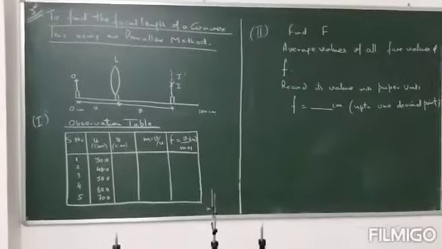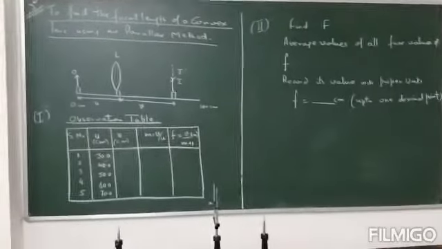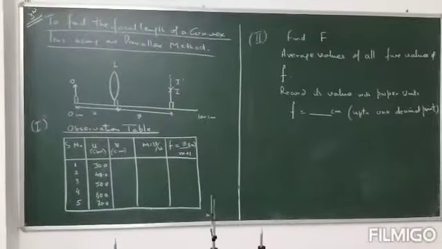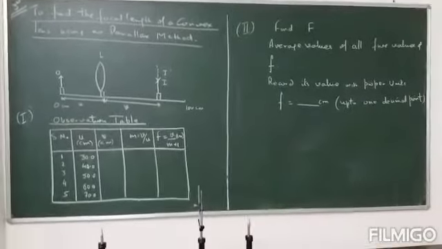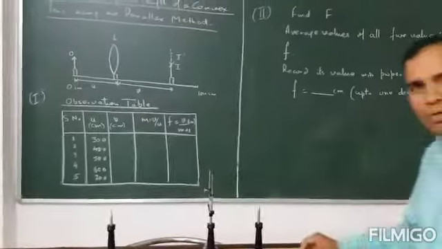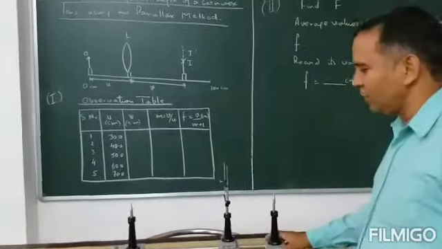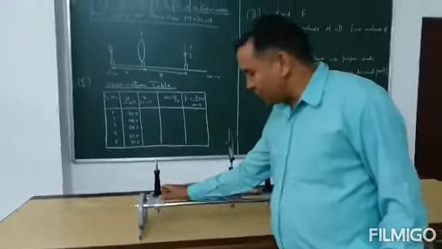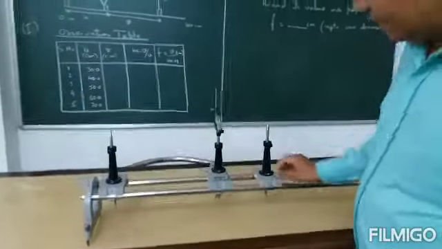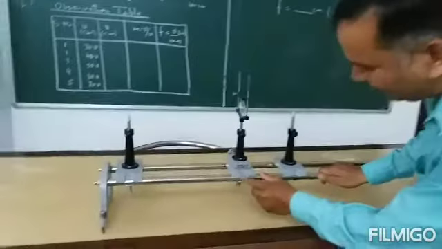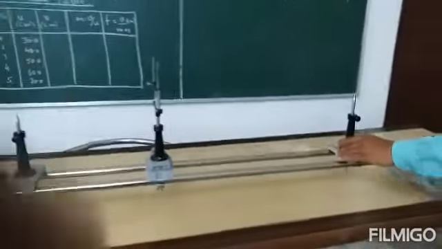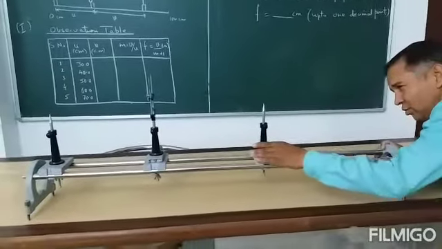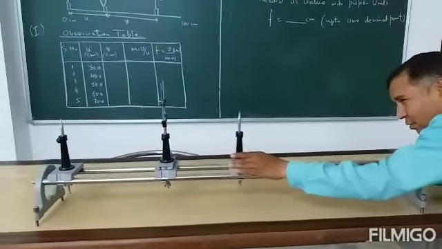Good morning class. According to procedure, first we will keep the object pin at 0 centimeter mark, then the lens at 30 centimeter mark. Then how to remove the parallax? Same procedure. You will move the image pin towards the lens until you see the no parallax. The image of the object and the image pin both will move equally. This is called no parallax position.